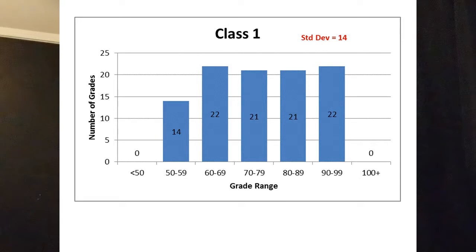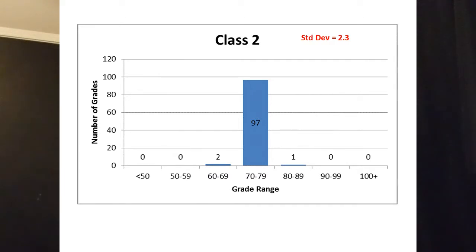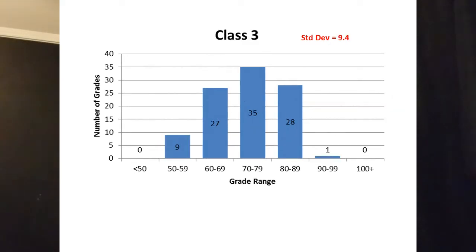So class 1, if we look at this term standard deviation and take that calculation, we find that in class 1 the standard deviation was 14, and you can see the spread of the data is very high. By comparison, class 2 had a standard deviation of only 2.3. So you can see the distance from the middle is very small. All the grades seem to be close to the middle. And then class 3, the standard deviation was 9.4, so between those two extremes. So statistically, the lower the standard deviation, the less variation and the more consistent the thing is that we are measuring.